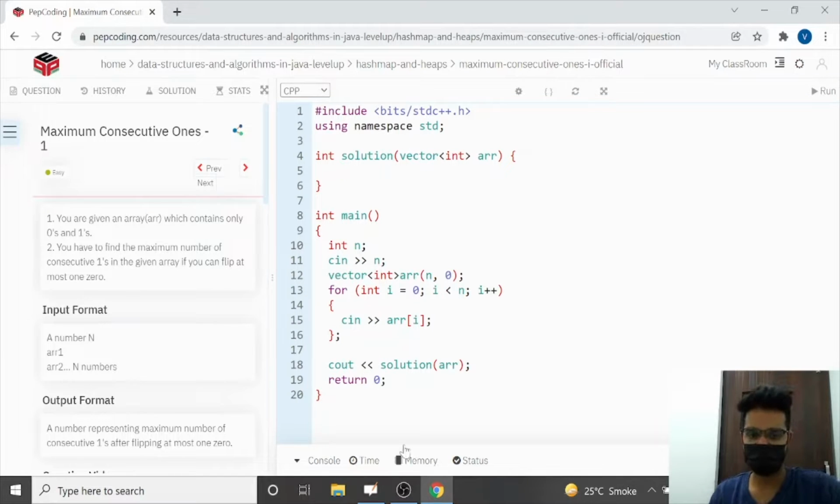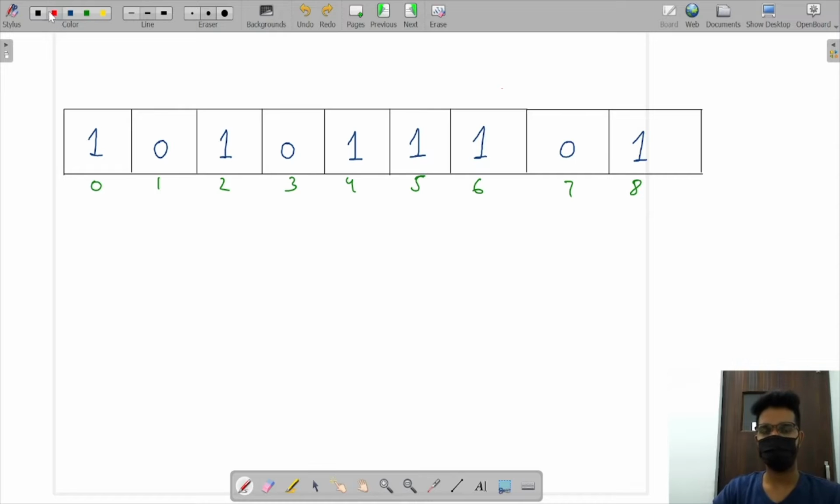First, let's understand our question. So we are given an input array and we are required to find the maximum consecutive ones. So first, let's say what will be its maximum consecutive ones. Let's forget about the special power that we got, just maximum consecutive ones. So we know it's going to be 3, right? It's going to be 3 as there are 3 consecutive ones here, right?